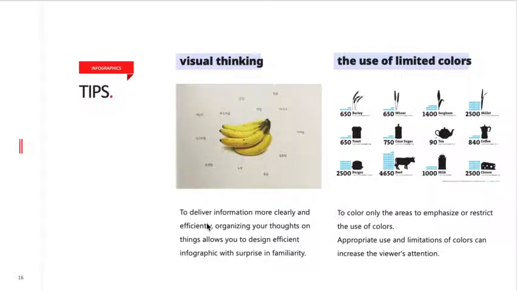Next, I will give you some tips on how to make a good infographic. The first is visual thinking. It's like a mind map to organize your thoughts about things in advance. It will allow you to come up with clear and effective ideas when you want to deliver something. If you practice a lot, you will be able to use it with familiarity. The second is to limit the use of colors. If you do so, those parts will naturally be emphasized and attract people's attention.